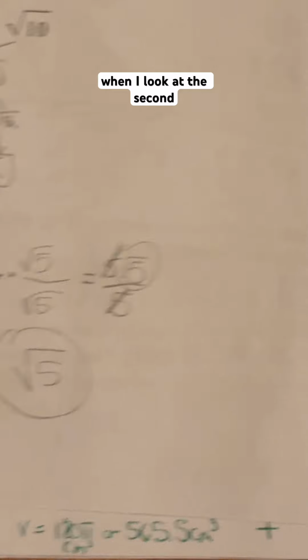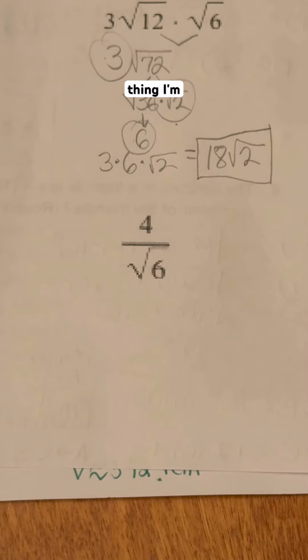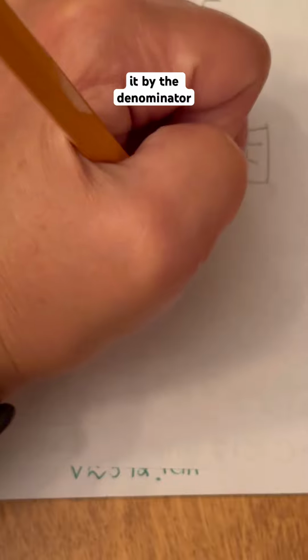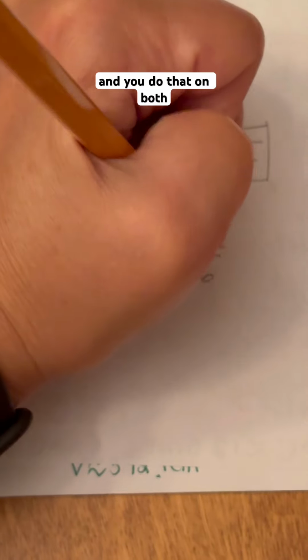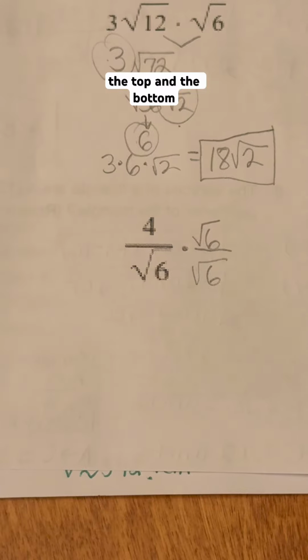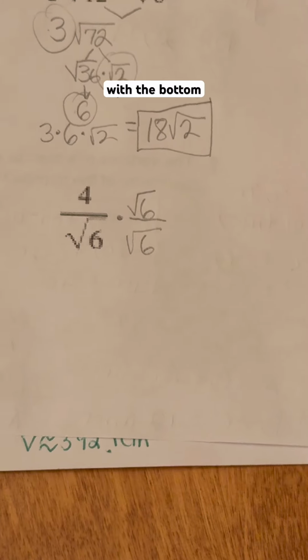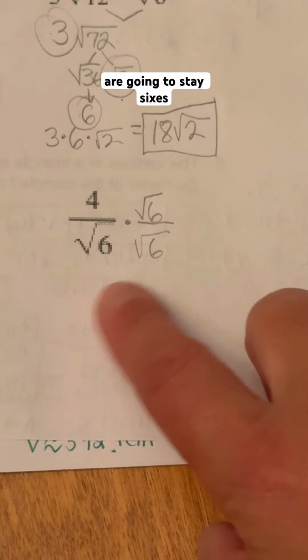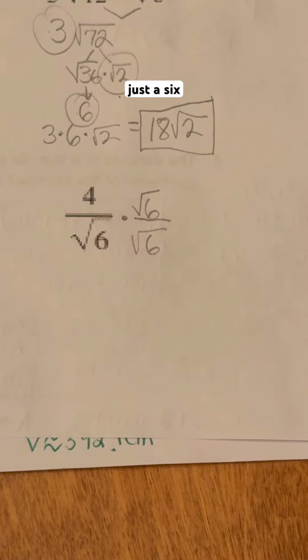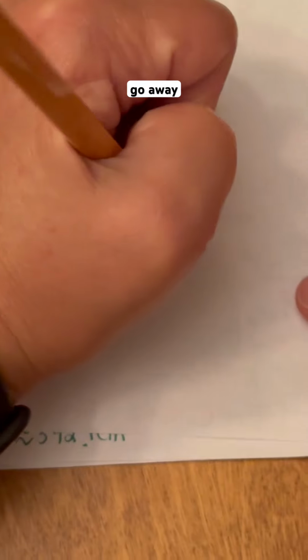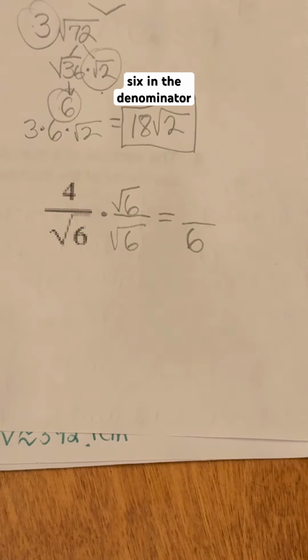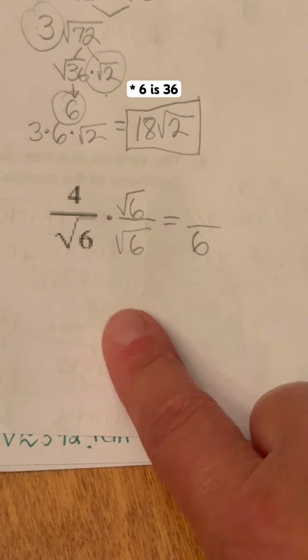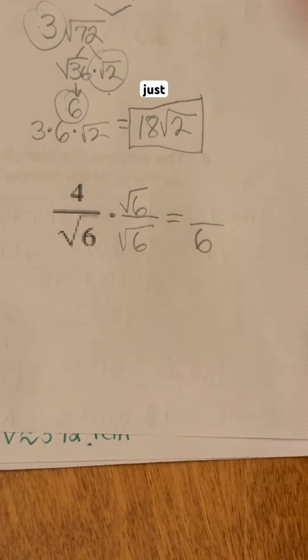Now when I look at the second one over here, same thing. I'm going to multiply by the denominator, which is the square root of 6. And you do that on both the top and the bottom. And what's going to happen at the bottom is the 6's are going to stay 6's, just the 6. The root symbol is going to go away. So you're going to be left with 6 in the denominator. Again, 6 times 6 is 36. So the square root of 36 is just 6.